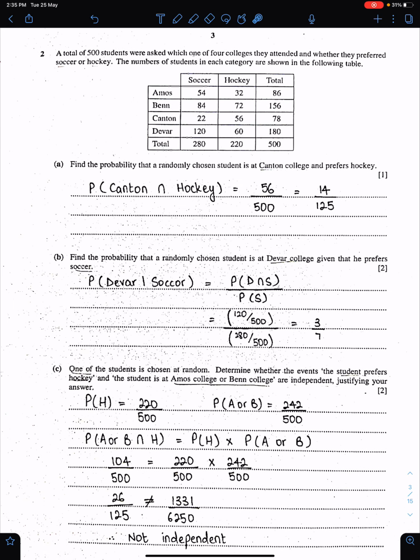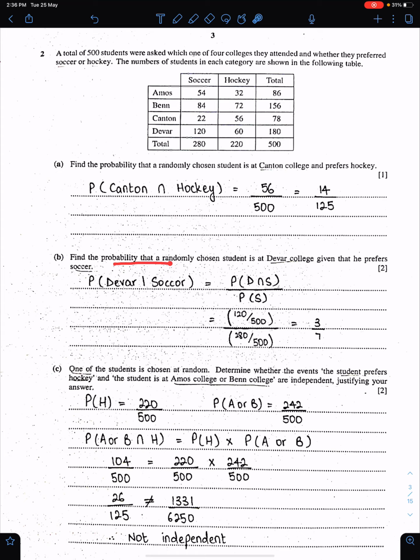Question number 2. A total of 500 students were asked which one of 4 colleges they attended and whether they preferred soccer or hockey. The number of students in each category are shown in the following table. Part A. Find the probability that a randomly chosen student is at C college and prefers hockey. So, C college and prefers hockey. There are 56 students divided by 500. That's the final answer.